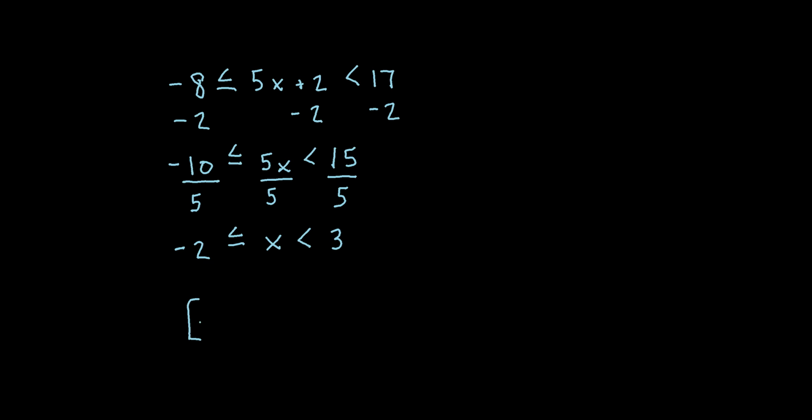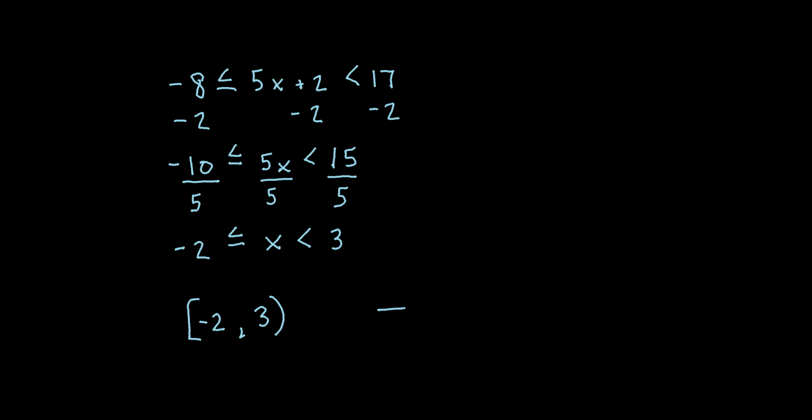A bracket at negative 2, since negative 2 is less than or equal to, so x is allowed to be negative 2. That's part of the solution. And it can go all the way up to 3. And here we'll write an open parenthesis, since this is a less than sign, it means x is not allowed to be 3. It must be less than 3. So our solution is negative 2, comma 3.